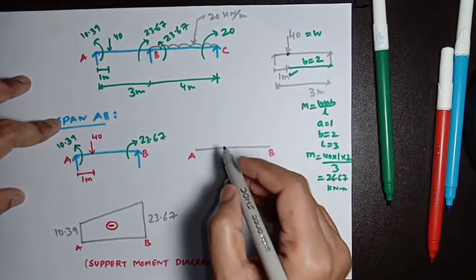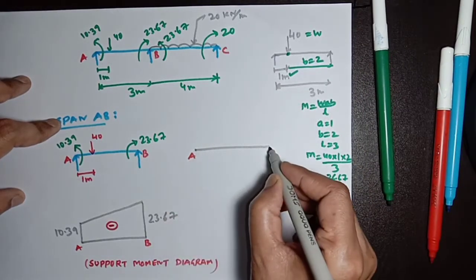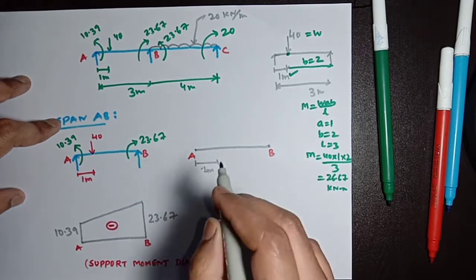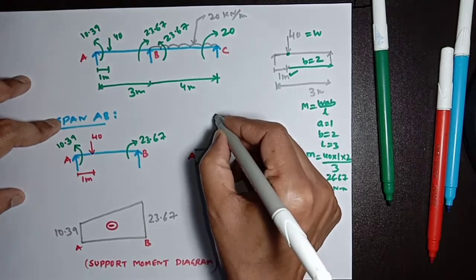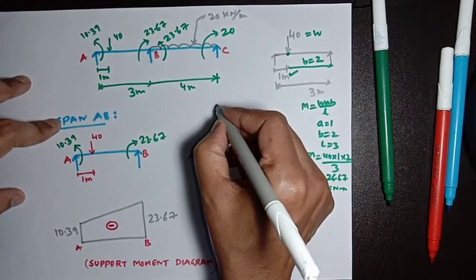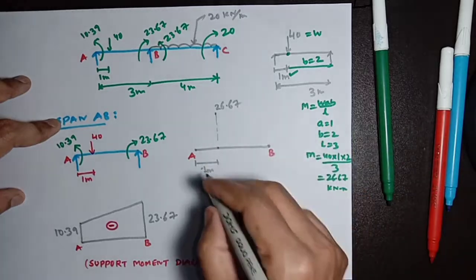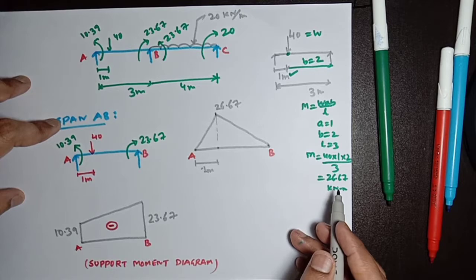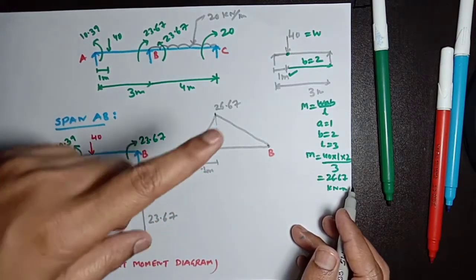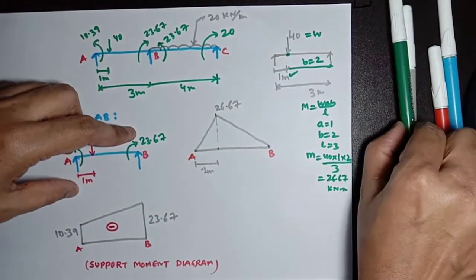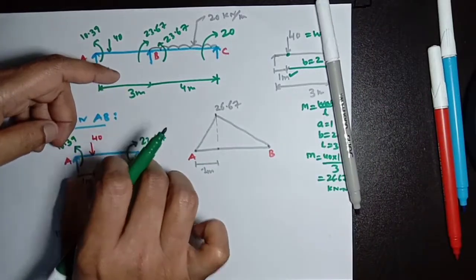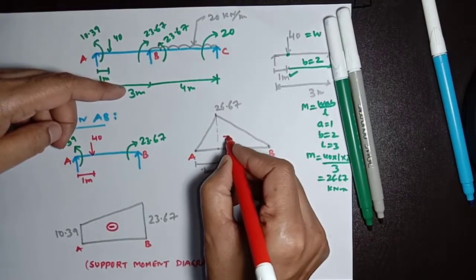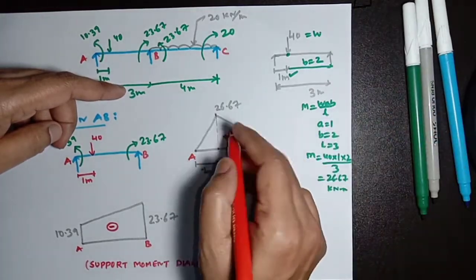So this is the point A, this is point B. At a distance of 1 meter, we take a point, the value will be 26.67, and we develop the bending moment diagram. You know the bending moment diagram pattern for a point load. This is the span moment for the simply supported beam AB, and this value comes with a positive sign because it is a sagging moment.